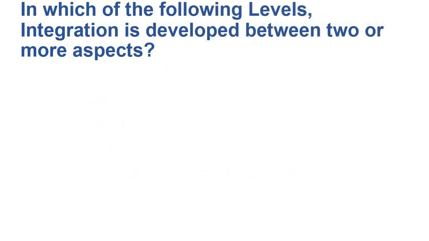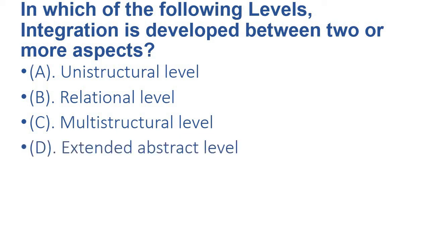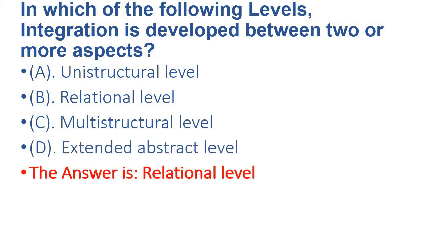In which of the following levels is integration developed between two or more aspects? A. Unistructural level. B. Relational level. C. Multistructural level. D. Extended abstract level. The answer is relational level.